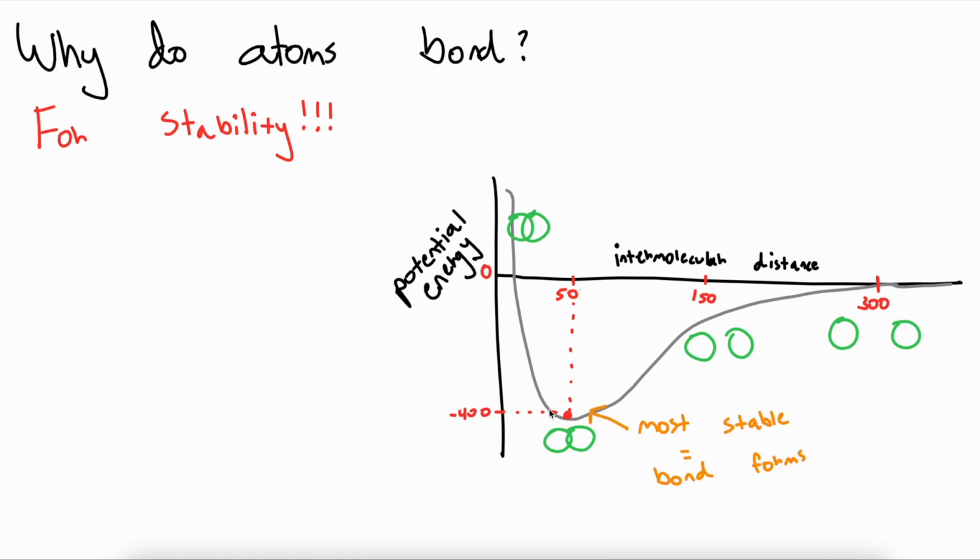If they get too close, however, they will start repelling one another again, and the bond will break as the potential energy increases. So this chart pretty much explains why atoms bond. With a low potential energy, they will form a happy bond with one another.